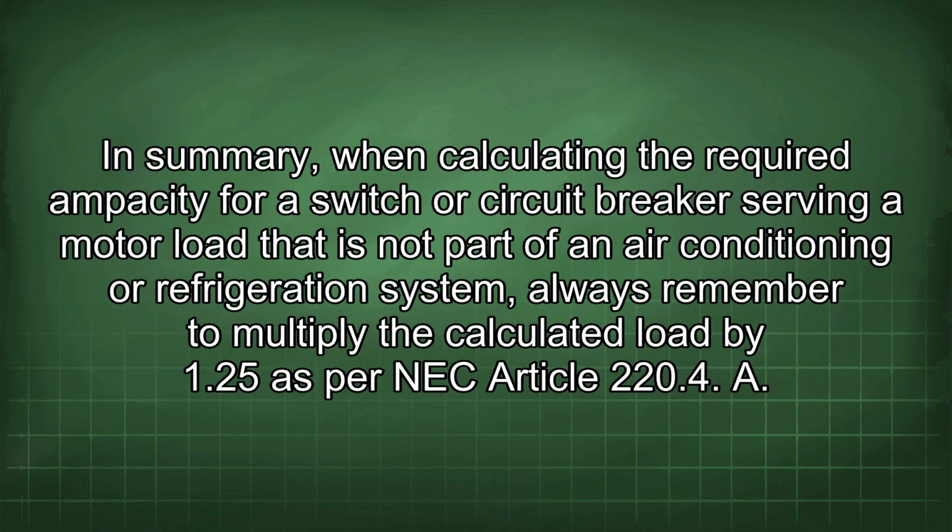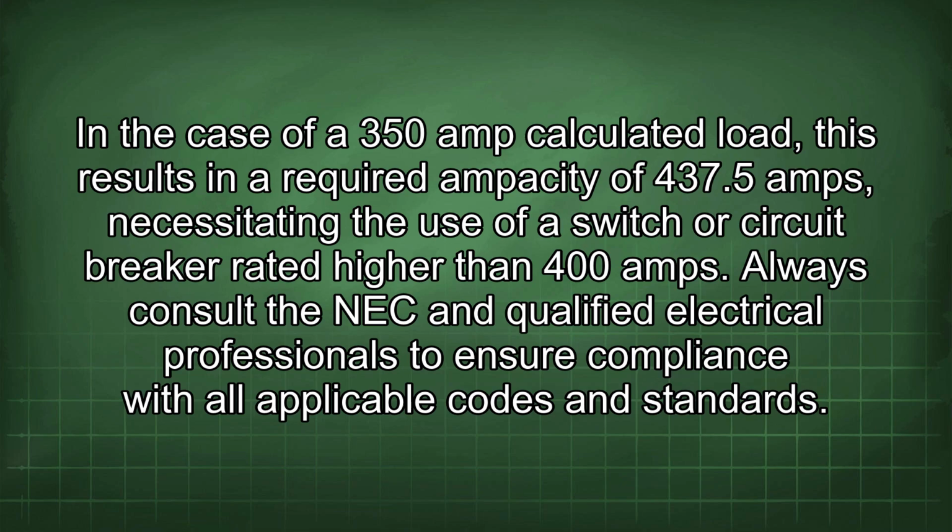In summary, when calculating the required ampacity for a switch or circuit breaker serving a motor load that is not part of an air conditioning or refrigeration system, always remember to multiply the calculated load by 1.25 as per NEC Article 220.4. In the case of a 350 amp calculated load, this results in a required ampacity of 437.5 amps, necessitating the use of a switch or circuit breaker rated higher than 400 amps. Always consult the NEC and qualified electrical professionals to ensure compliance with all applicable codes and standards.